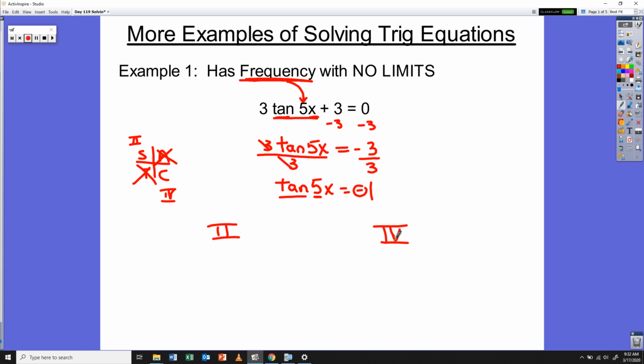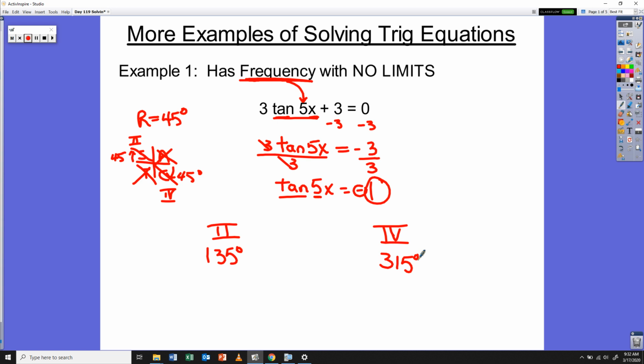And now when I look at the number right here, 1, we recall that the reference angle for having a tangent of 1 is 45 degrees. So I want to be 45 degrees away from the x-axis in quadrant 2, that's 135 degrees, and 45 degrees away from the x-axis in quadrant 4 would be 315. So 135 degrees and 315 degrees.